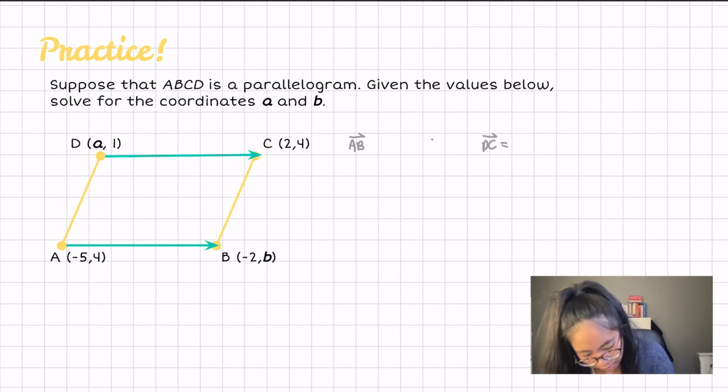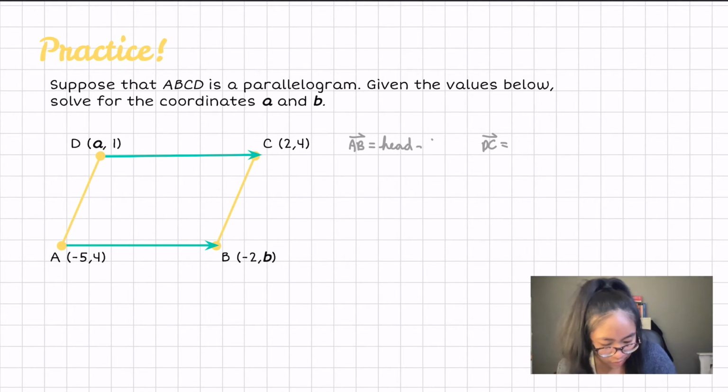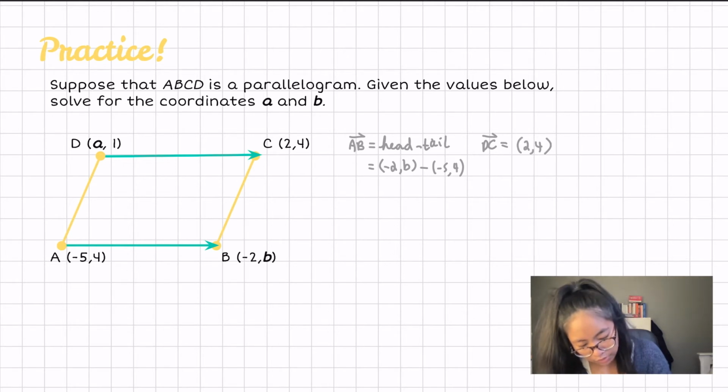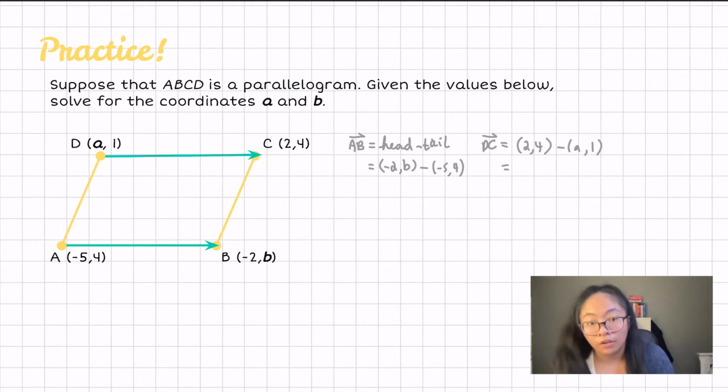Now, if you recall how to find a vector given 2 points, you just do head subtract tail, and in this case, it's going to be B subtract A. So we're going to write B, which is -2, B, subtract A, which is -5, and 4. We're going to write the same thing for D and C. So we're starting out with C, which is 2 and 4, minus A and 1. We're going to solve for AB first.